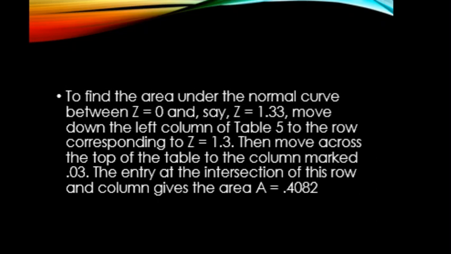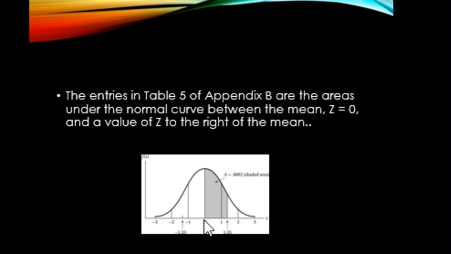Okay, so here's an example. Let's say we want to find the area under the normal curve between 0 and 1.33 from the table. So this is the diagram here. So between 0 and 1.33, so we need this area from the table.